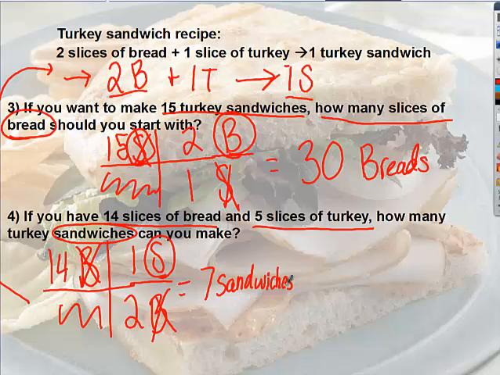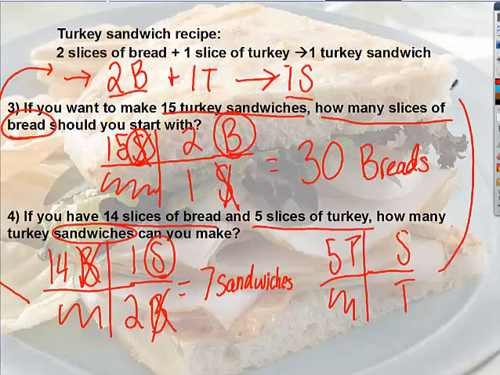Now, we're going to set up a whole other problem over here. 5 slices of turkey. I'm going to have turkey at the bottom, sandwiches on top. Look back up here, balanced equation: 1 and 1. Plug that in, I'm going to get 5 sandwiches.